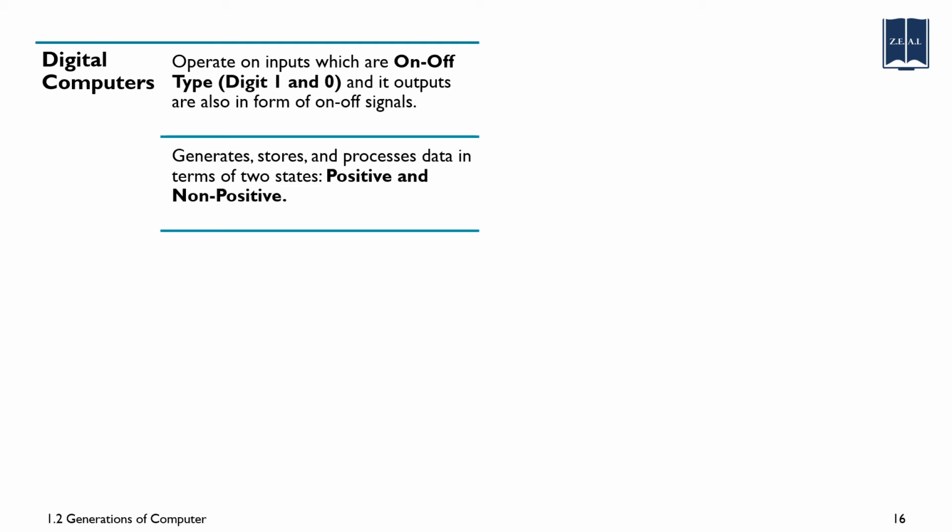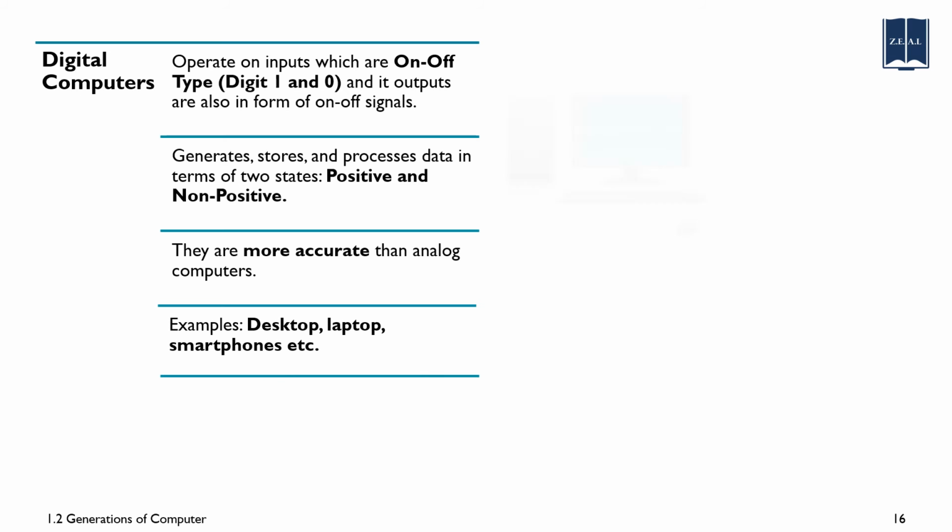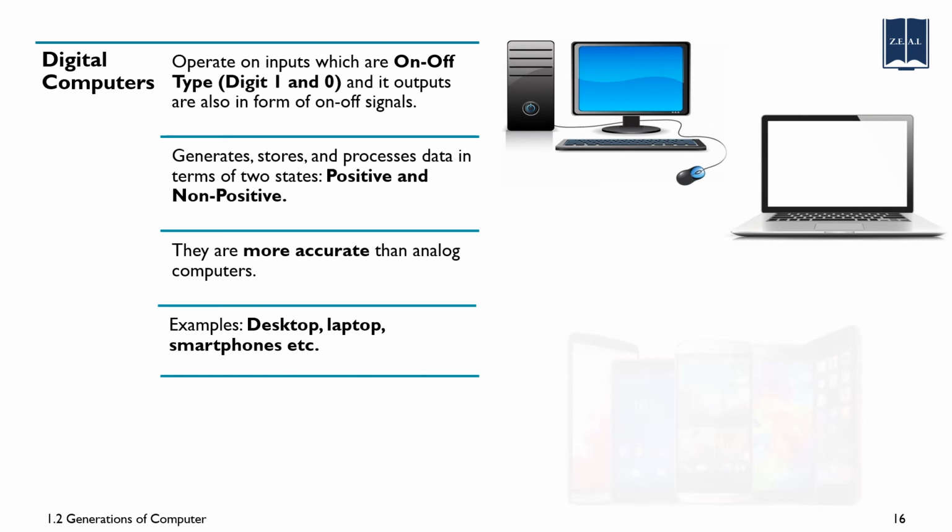Thus, data transmitted or stored with digital technology is expressed as a string of zeros and ones, and each of these state digits is referred to as a bit. The main advantage of digital computers is that they are more accurate than analog computers. Examples: desktop, laptop, smartphone, etc.